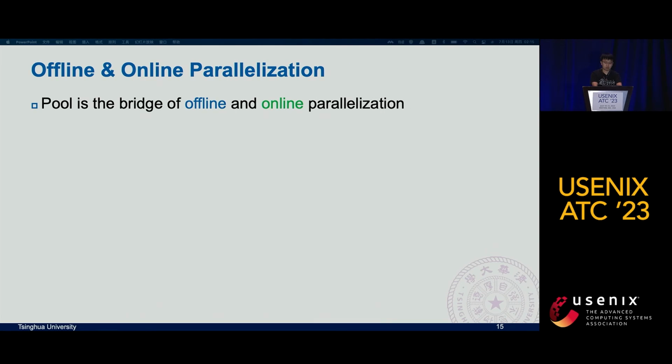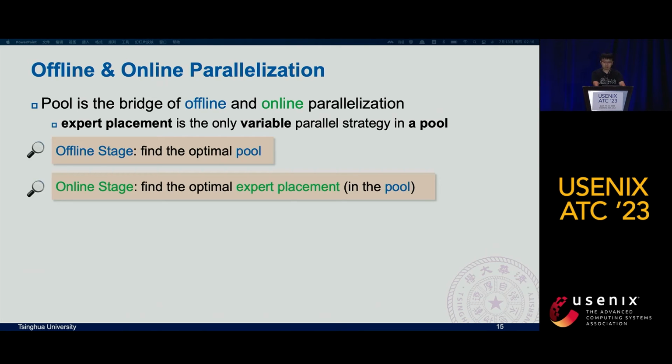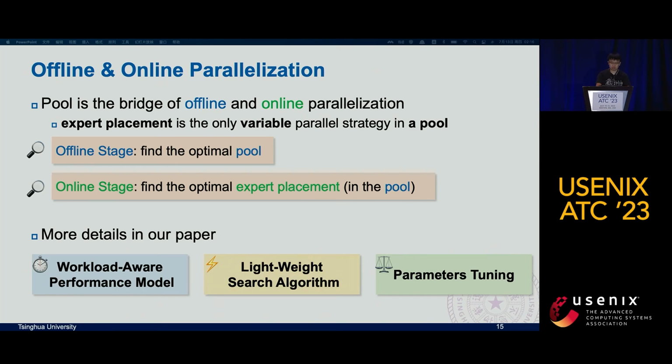To enable two-stage parallelization, the key is to define the pool. We define the pool as a collection of execution plans that only differ in expert placement. So, in this definition, the offline stage accomplishes the combination of the classic parallel strategies, leaving placement plans for the online stage. This design retains sufficient flexibility for online adjustments without introducing much overhead. For more details, please refer to our paper.